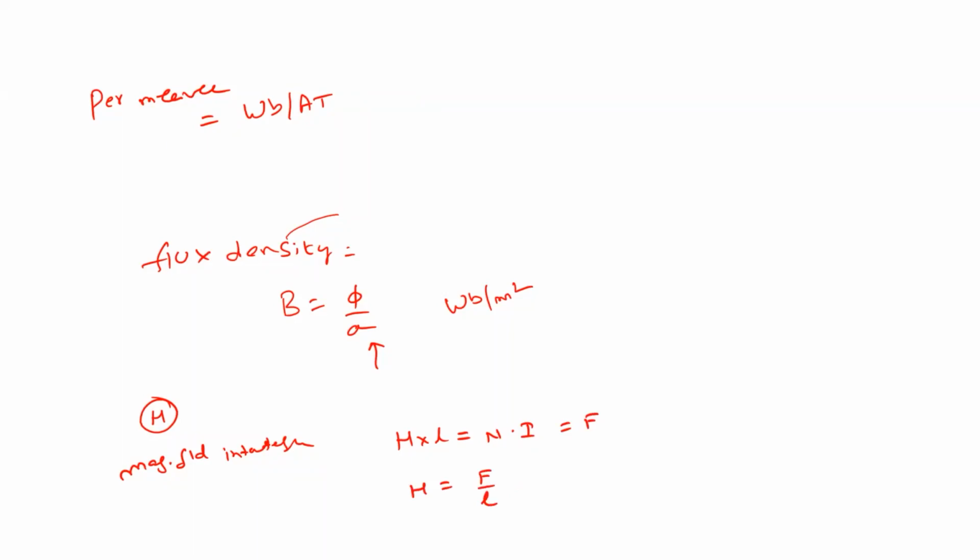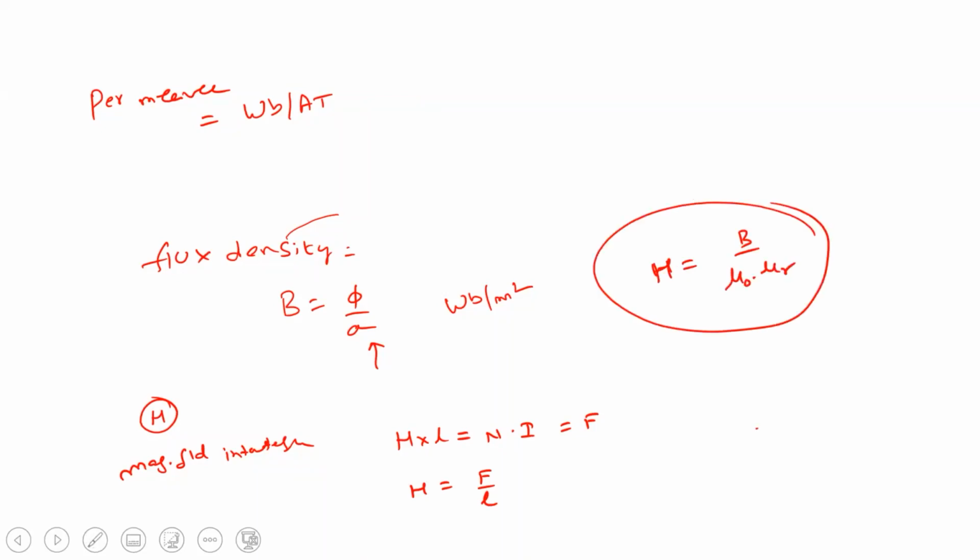What is magnetic intensity? Can anyone define? Magnetic field strength, or in other words, magnetic field strength H. So what is H here? H is equal to B by mu naught mu R. You might have studied this, right? How can this be written as H equal to B by mu naught mu R, where B equals phi by A? So this is phi by A mu naught mu R.